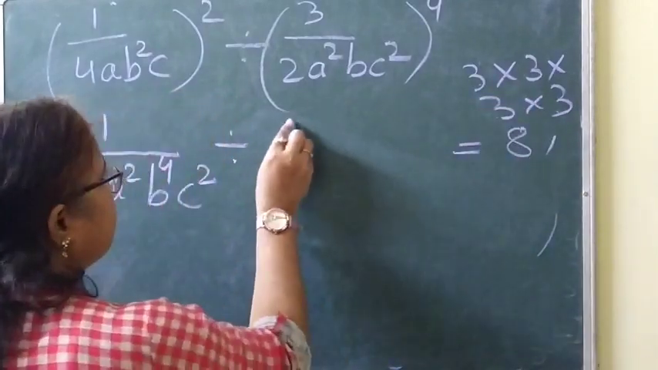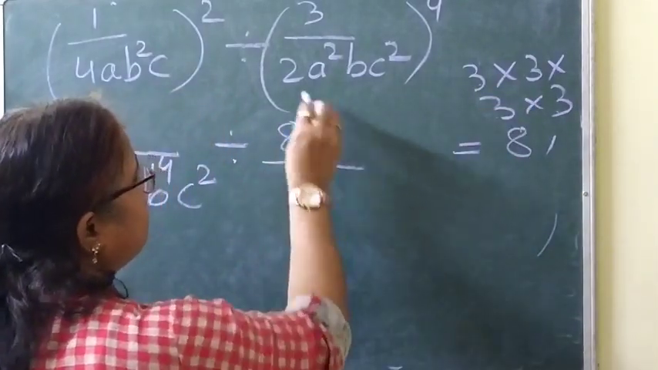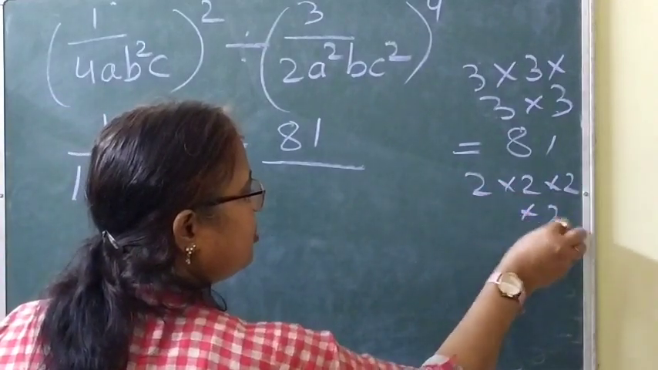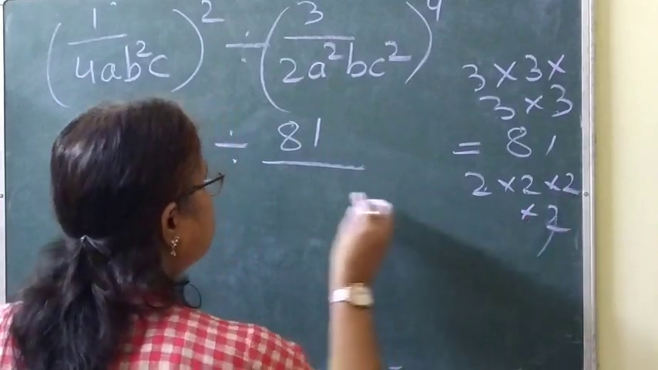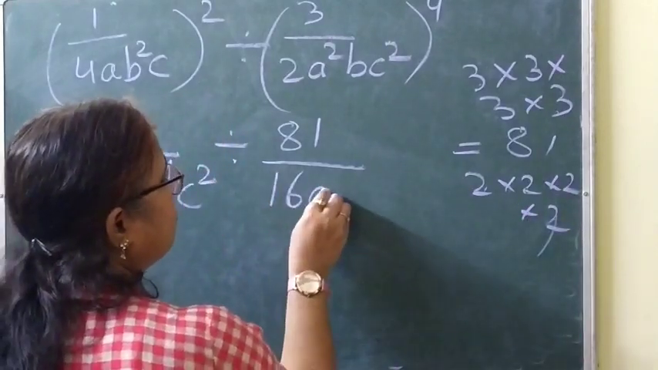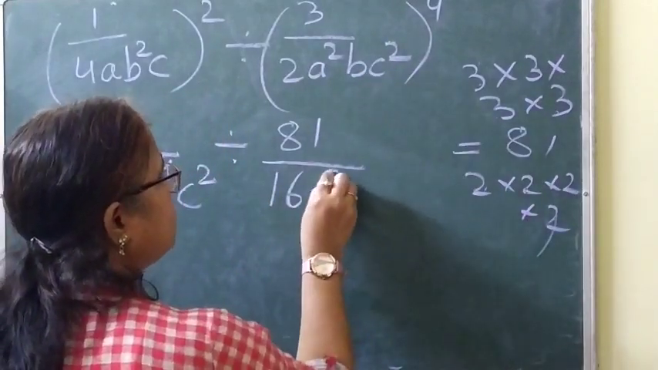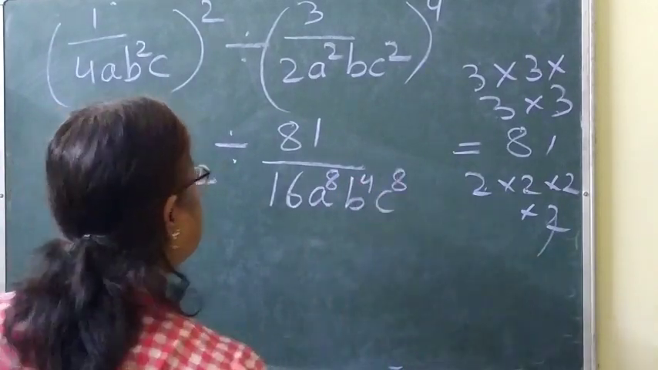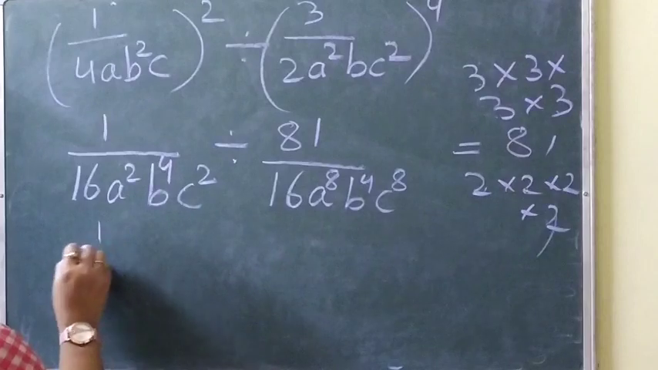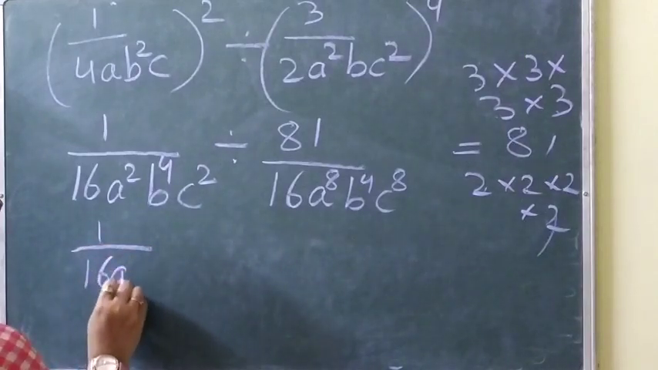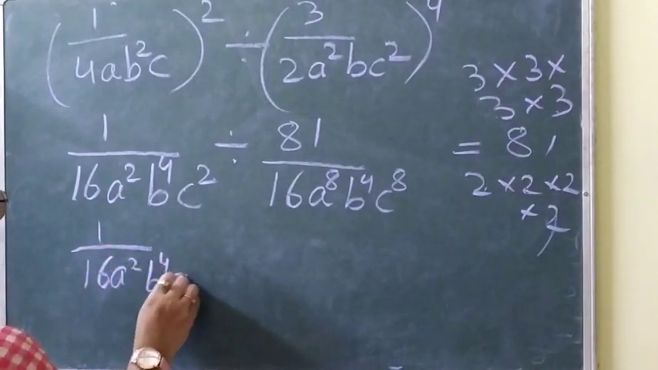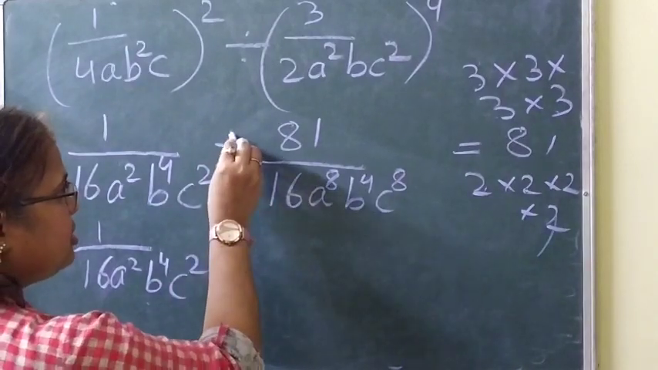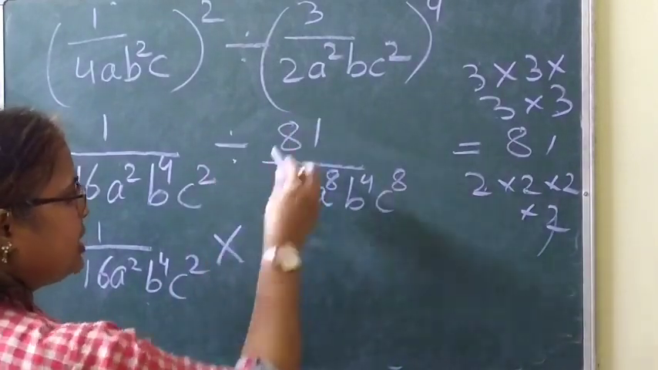Clear? So here we can write 81 divided by 2, 4 times. So 2 2s are 4, 4 2s are 8, 8 2s are 16. Then a to the power 4, 2 4s are 8, b to the power 4 and c to the power 8. Then we will solve it. So now again we can write 1 by 16 a square b 4 c, then multiplication. When we change this division into multiplication, we write it upside down.